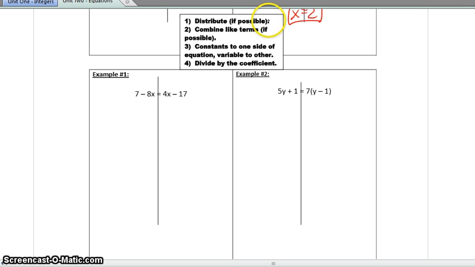Okay, so let's practice a little bit of this. There are some steps that I have here. You can take a look at them. You're probably not going to need to combine like terms at all, but you might need to distribute. Hint, example number 2.